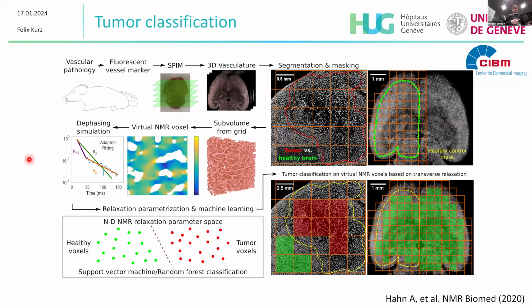We try to go a bit a theoretical way in that we used this vasculature and we simulated the MR signal at 3T and 7T to characterize tumor vasculature and healthy vasculature. But this is a very idealized setting, so there are no other effects whatsoever. It's just basically the vasculature that we're looking at. But it can help to differentiate tumor voxels and healthy voxels. So basically, we created virtual voxels based on more or less arbitrary sizes that we chose inside this 3D vasculature volume.